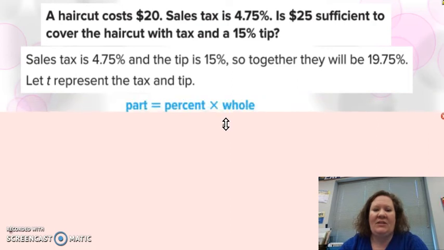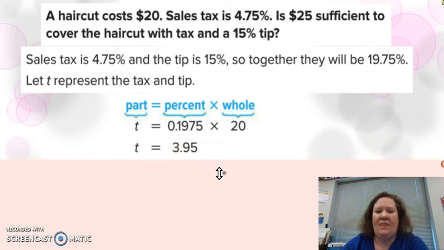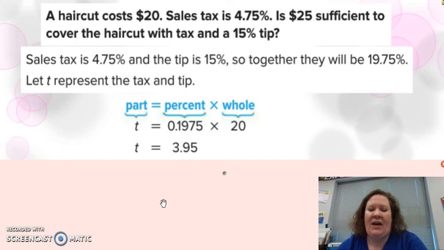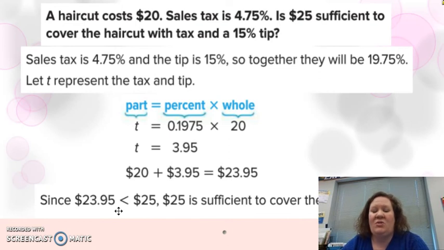Again, we're going to let T represent the tax and the tip, and we have the exact same equation that we've been using. Part is equal to the percent times the whole. Again, the tip and the tax is the part. We divide it by 100 to get the decimal form, and we multiply it by the cost of the haircut. We find that with tax and tip, we're going to add an extra $3.95 to our bill. Therefore, since $23.95 is less than $25, yes, $25 is sufficient to cover the total cost. We will have enough money for the haircut.